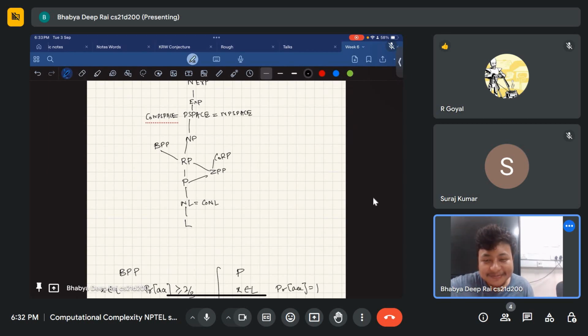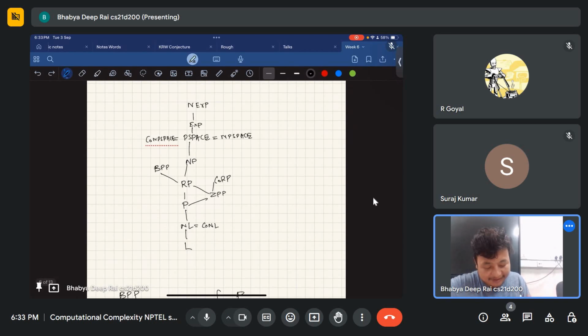Now, BPP versus NP. This is interesting. We'll talk about it. Now, is there any upper bound? That is, can you tell what BPP is contained in? What is the best containment you can give? Is BPP contained in NP or PSPACE or EXP or NEXP?